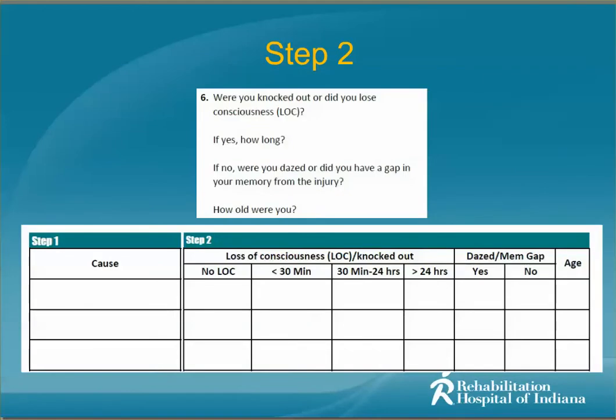Okay, so zooming in a little bit on step 2, you see item 6, and this item asks about whether or not the client lost consciousness, and if so, for how long. You'll record the answer in the table. If they did experience a loss of consciousness, you categorize the response in terms of the length of loss of consciousness. You can select less than 30 minutes, between 30 minutes and 1 day, or greater than 1 day. If they did not report a loss of consciousness, you will ask them if they were dazed or experienced a memory gap from the injury. Keep in mind, if they reported a loss of consciousness, you do not need to ask about the memory gap. And then finally, you ask how old they were when they experienced the injury.